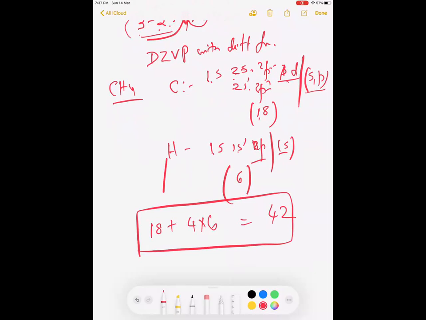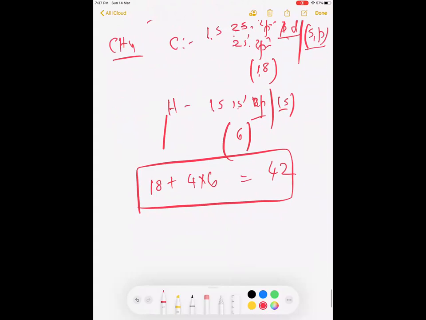It's a DZVP with diffuse function. Remember, I also did a calculation with TZVP. Yes, yes.